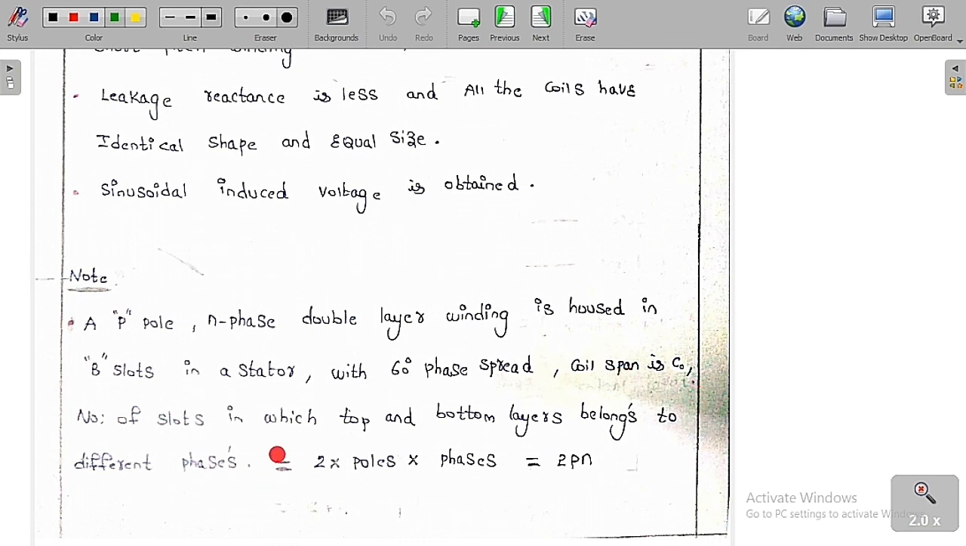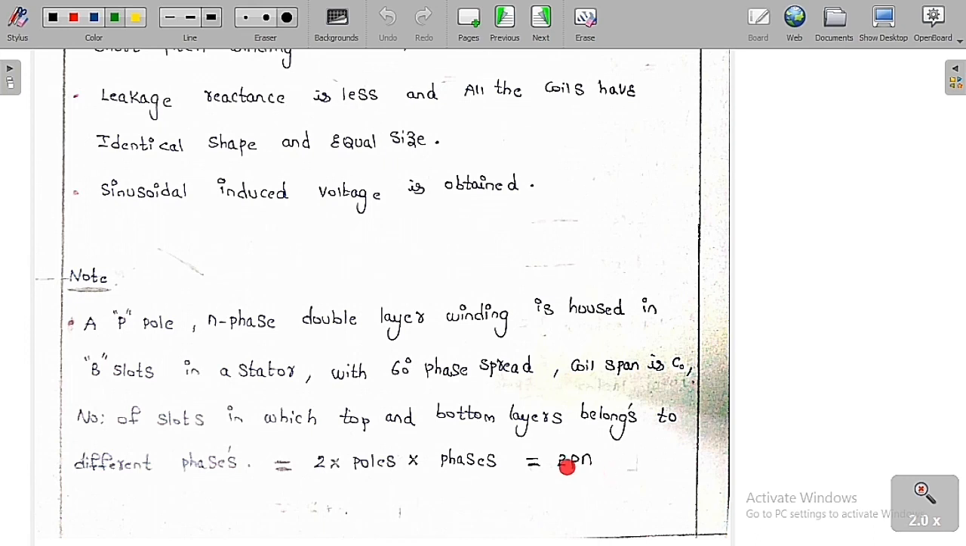And the number of slots in which top and bottom layers belong to different phases. So in a stator, how many slots have the top layer and the bottom layer in different phases? That is 2PN. So 2PN is the thing, where P is the number of poles and N is the number of phases. The direct formula is 2PN.